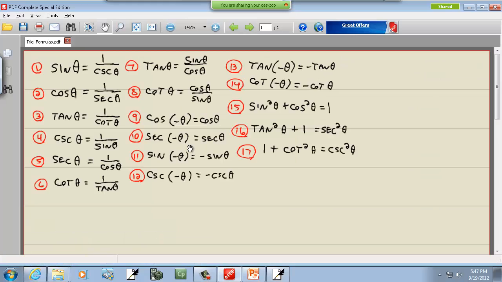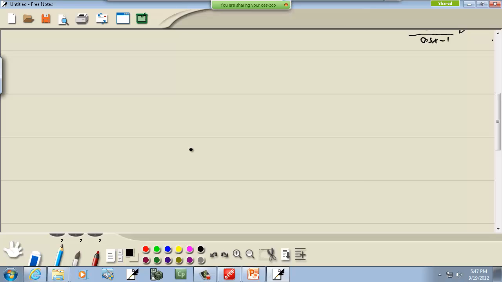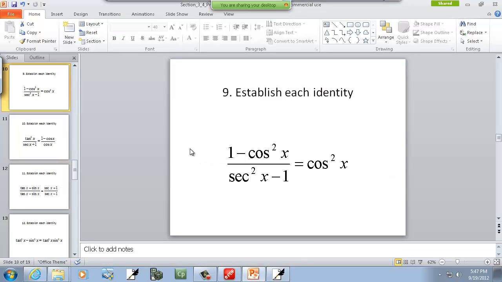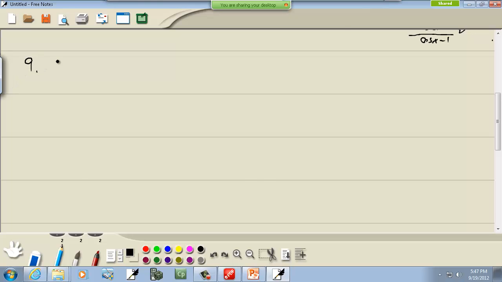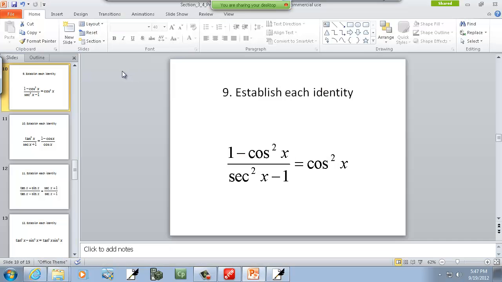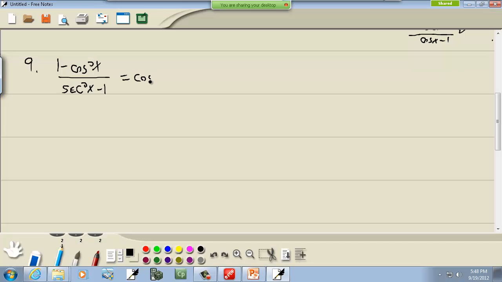Let's look at our next problem. We've got (1 - cosine squared) over (secant squared - 1) equals cosine squared. Here we have 1 minus cosine squared and secant squared minus 1.